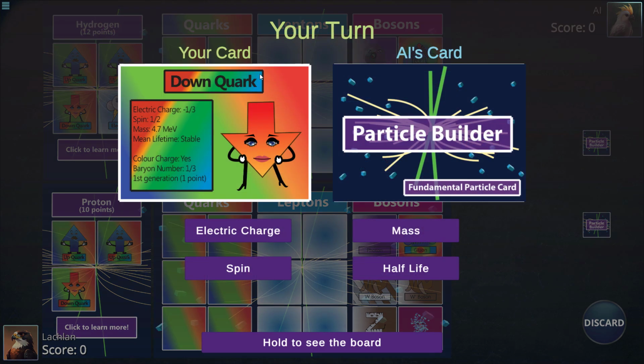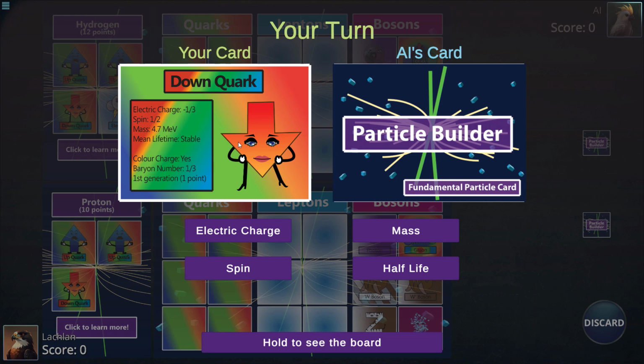If you have a look, I have a card here. So this one is called a down quark. What it has is 4 different statistics. These are real statistics about down quarks. So it's got an electric charge, a spin, a mass, and a mean lifetime. Also, it has some other information about the particle in the bottom here.